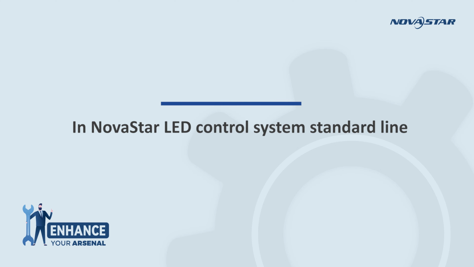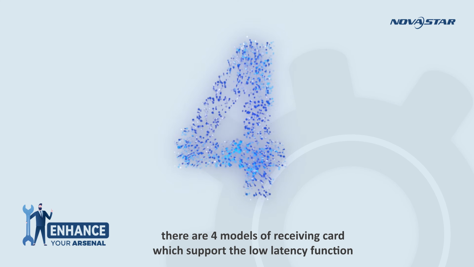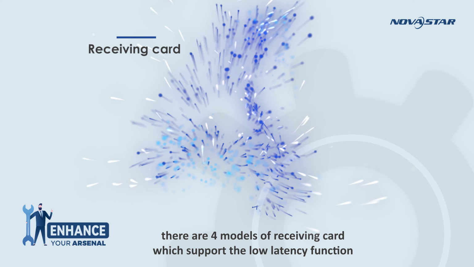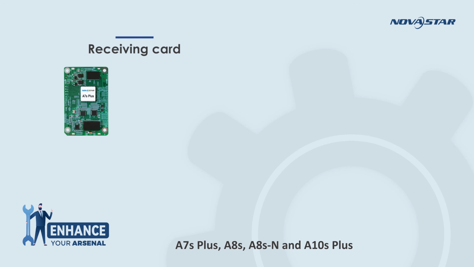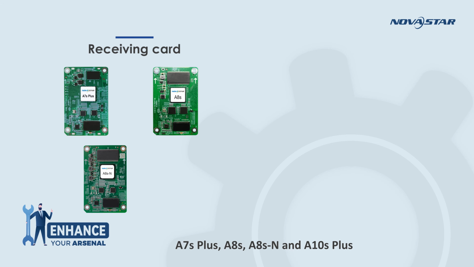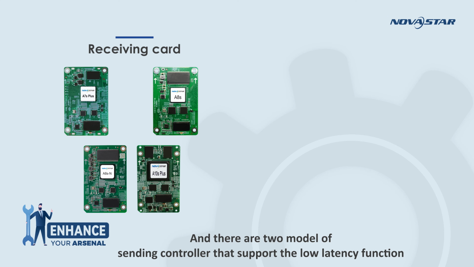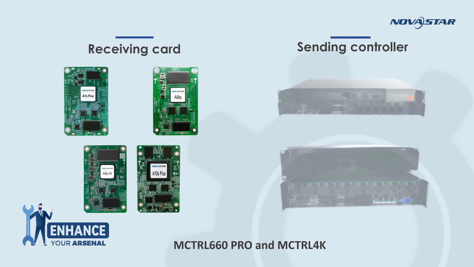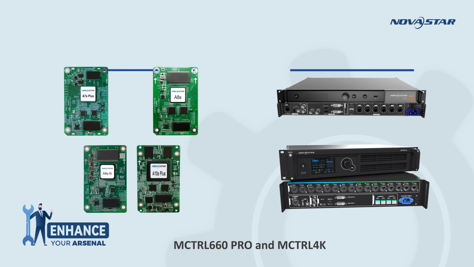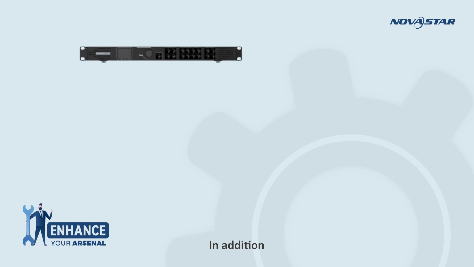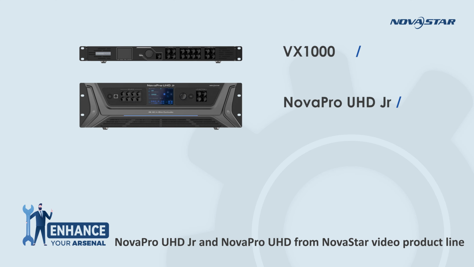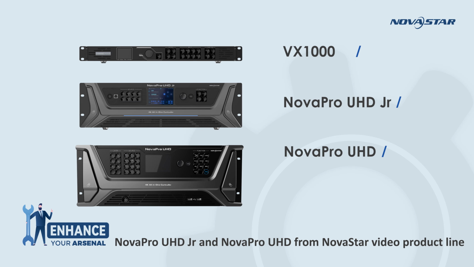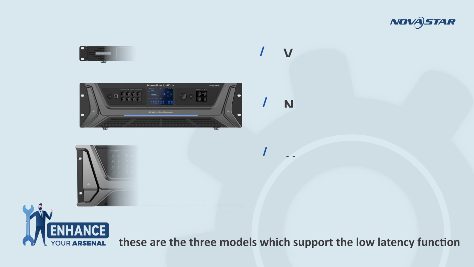In the NovaStar LED control system, standalone, there are 4 models of receiving cards which support the low latency function: A7S Plus, AAS, ASM, and ATNS Plus. And there are 2 models of the sending controller that support the low latency function: MCTRL660 Pro and MCTRL4K. In addition, we have the VX1000, Nova Pro HD Junior, and Nova Pro HD from the NovaStar video product line. These are the 3 models which support the low latency function.